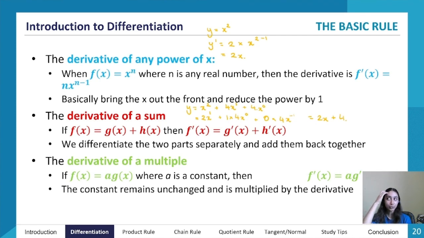Okay, then we have the derivative of a multiple, which I've kind of already shown you in the derivative of 4x. If we have some constant out the front, then the constant itself, the coefficient, won't be differentiated. So the example of y is equal to 4x, the 4 itself will just stay the same. So it'll be 4 times the derivative of x, which will just be 1. So it'll just be 4 times 1, which is 4. Okay, so the actual coefficient stays the same.